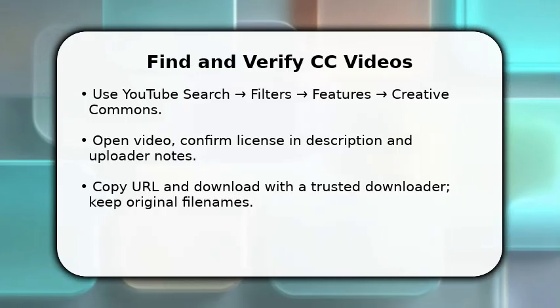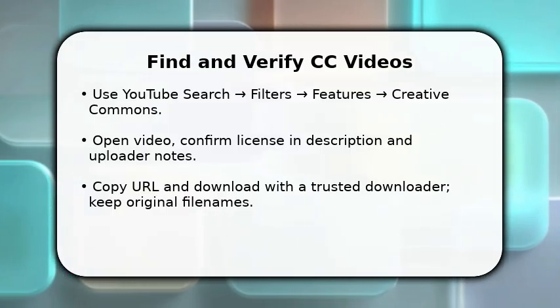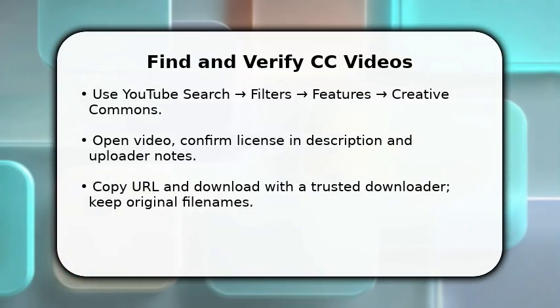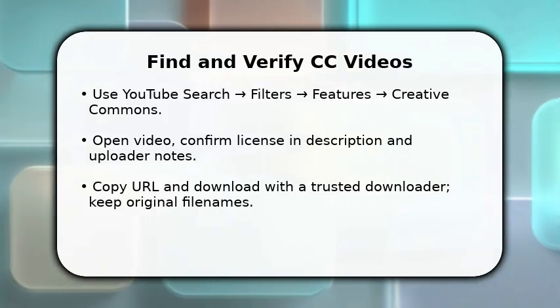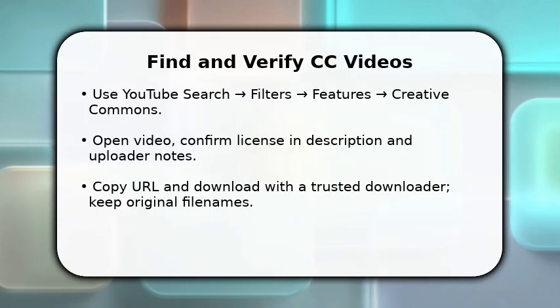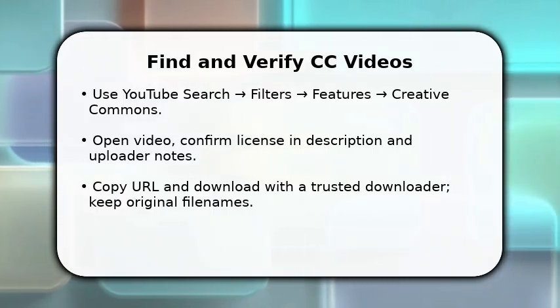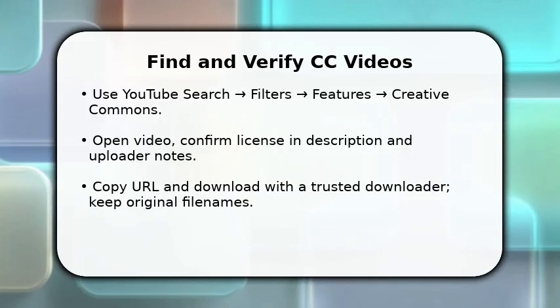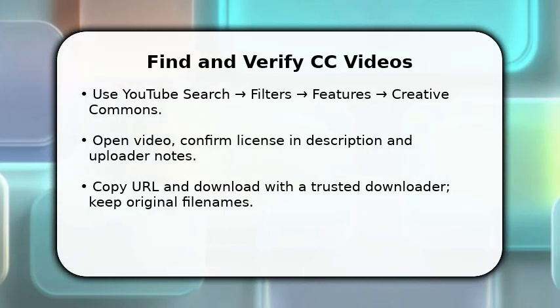You start by searching with the Creative Commons filter so you only see reuse allowed clips. Once found, open each video and verify the license statements in the description to confirm reuse terms and any required attribution. Then copy the video URL and download the highest resolution available using a trusted tool. Doing this first prevents quality loss later.